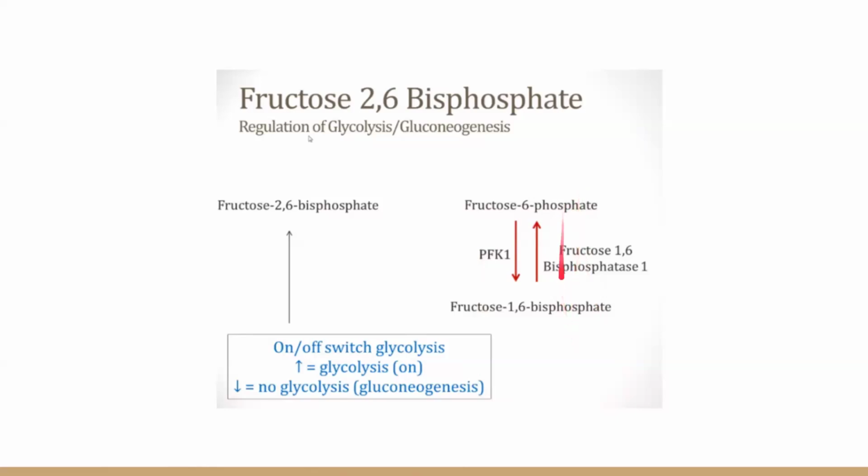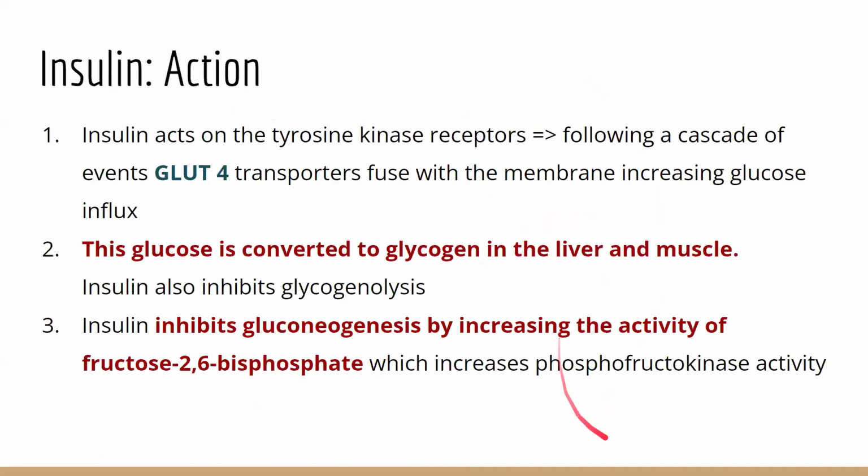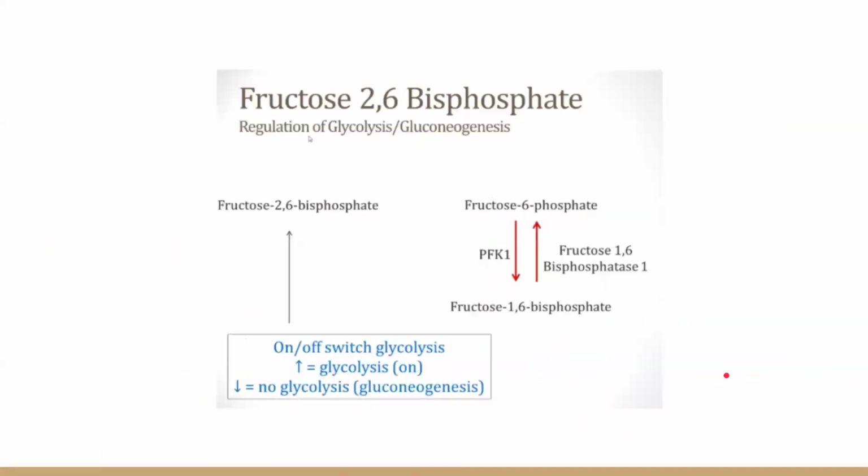You want to inhibit this way, or you want to do more of this basically, right? So on or off switch basically, right? So glycolysis increase is equal to glycolysis on, decrease is no glycolysis. Yeah, so basically the opposites, right? Okay, so you're increasing phosphofructokinase activity, you're increasing the activity of this enzyme here, so you're going to cause glycolysis basically.